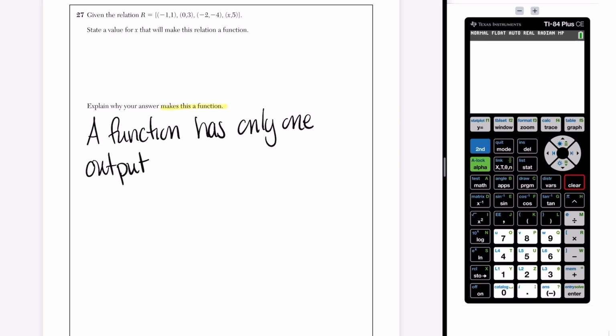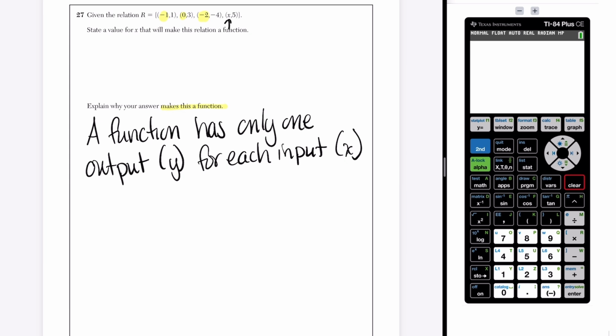So only one output, which is really my y, for each input, which is my x. Okay? So knowing that, I can choose any number, because they're saying state a number for x that makes this true, as long as my number is not any of these numbers here repeating, like a 1, a 0, or a 2. I can make this x any number.